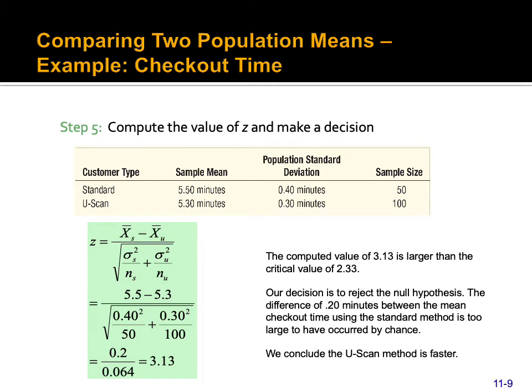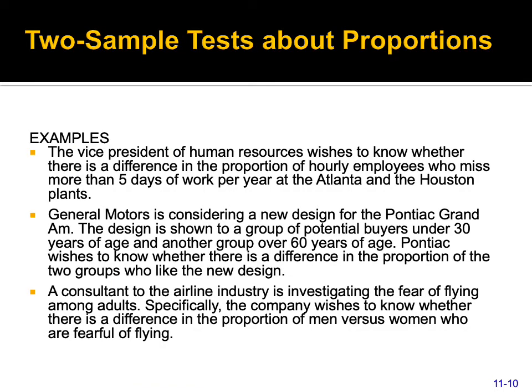Okay, so what did we conclude? We concluded that the U-scan method is faster, and we rejected the null because z is greater than our critical value. All right, now for proportions. So what are some examples of when we would want to use proportions? So here's an example. The Vice President of Human Resources wishes to know whether there's a difference in the proportion of hourly workers that miss more than 5 days of work per year at the Atlanta and the Houston plants.